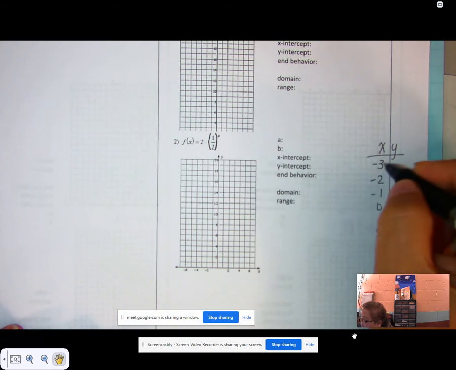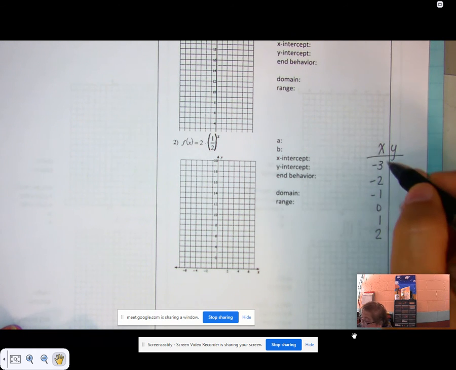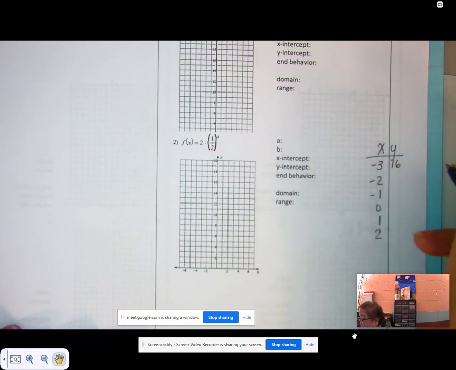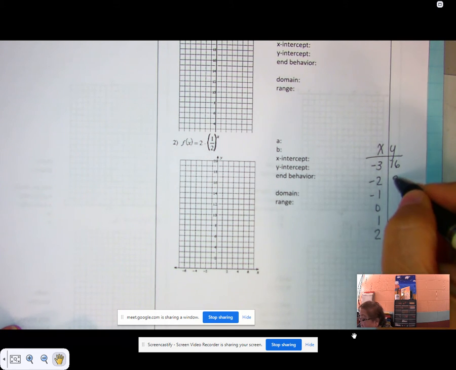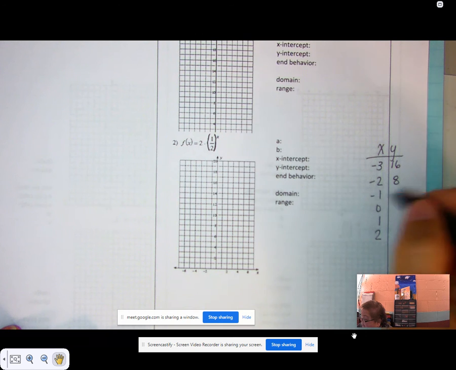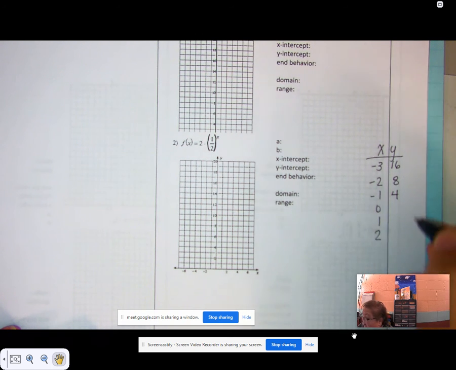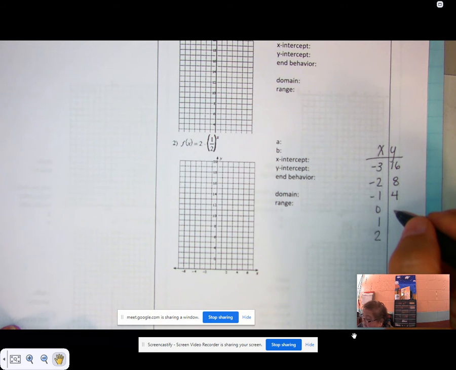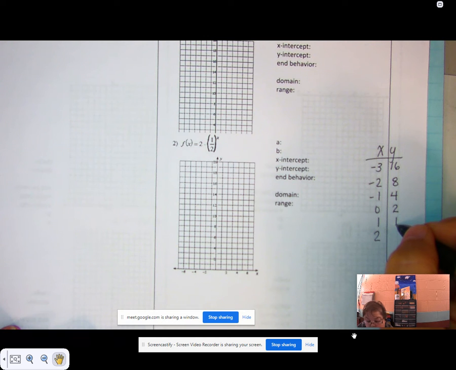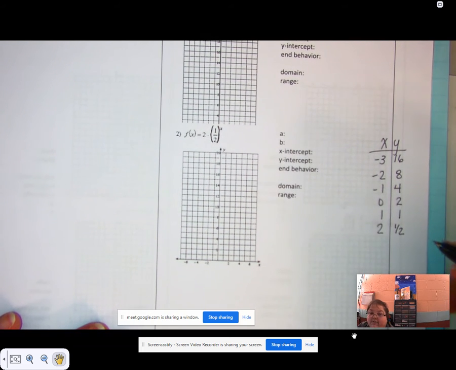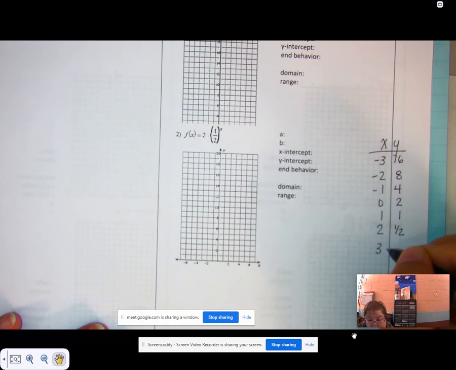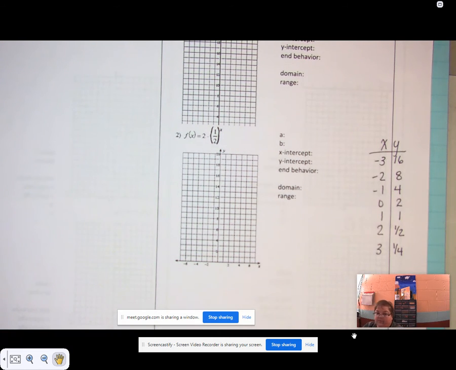So when x is -3, y is 16. If x is -2, y is 8. If x is -1, y is 4. If x is 0, y is 2. If x is 1, y is 1. If x is 2, y is 1/2. So that's not enough, because remember, I need at least 2 decimals or fractions, depending on how you look at it. I've got to go one more, and if x is 3, y is 1/4.